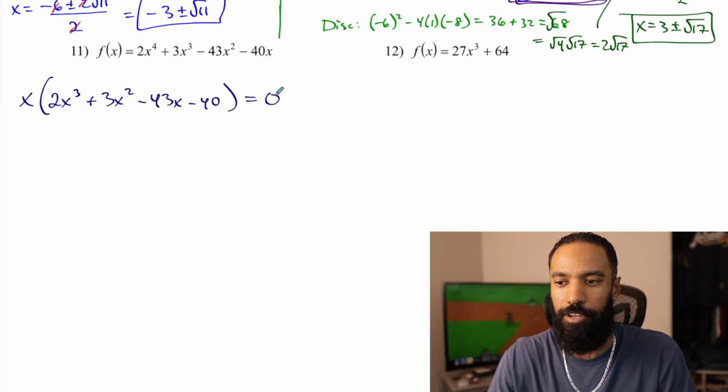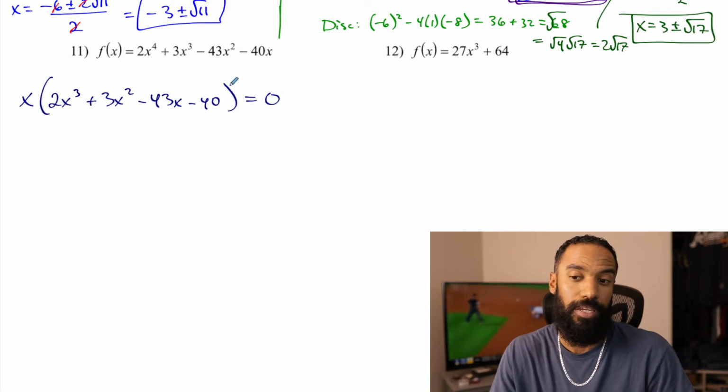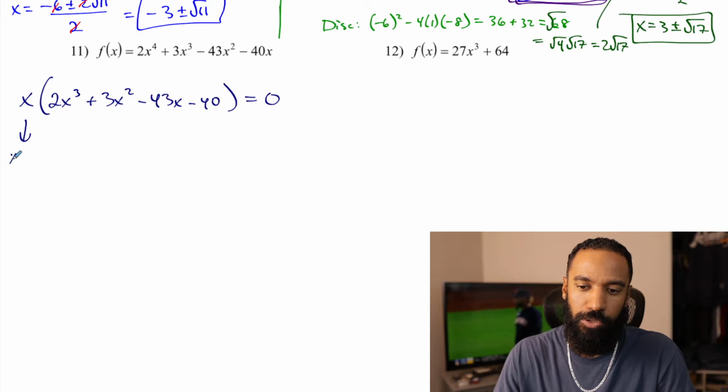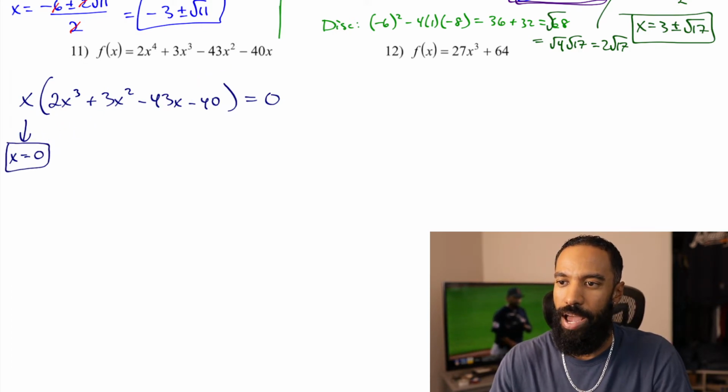I can't guarantee I'm going to finish within the hour because I don't know how deep these problems get. If they're all rational root theorem, then there's not much I can say about that. So x equals 0 is one of my solutions, right? Not a multiplicity of 2 this time, just that right there. And let's go on to the rational root theorem here.